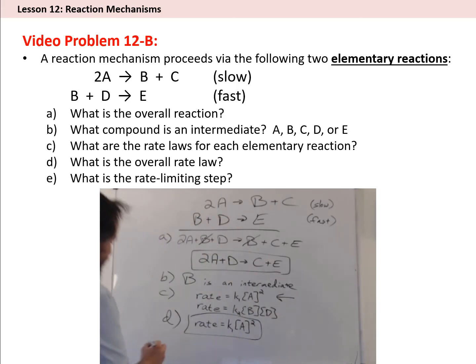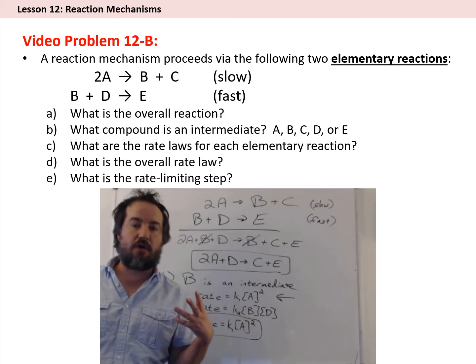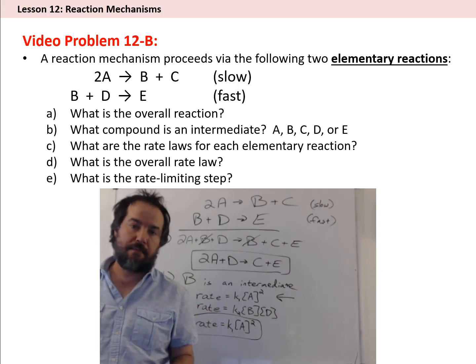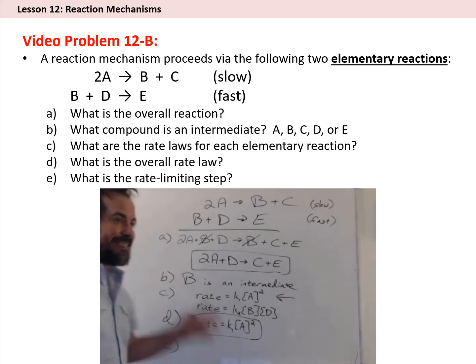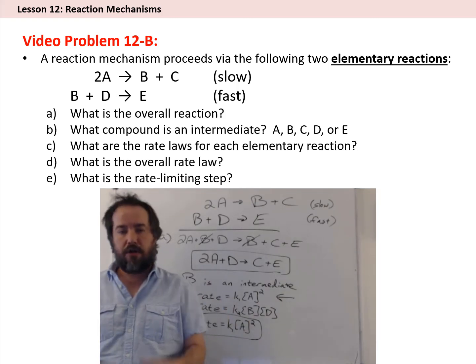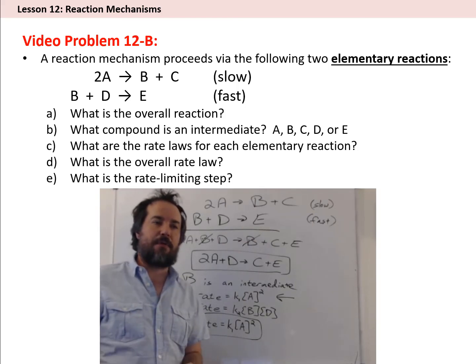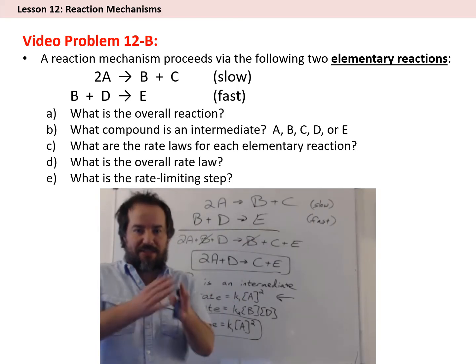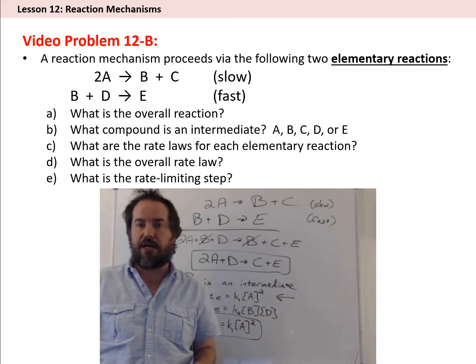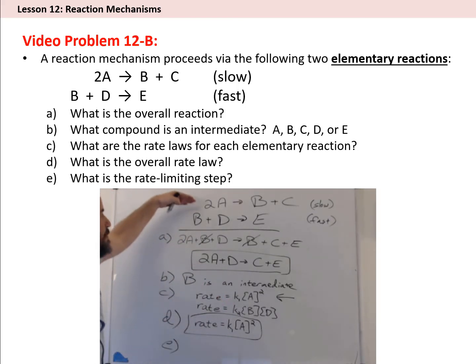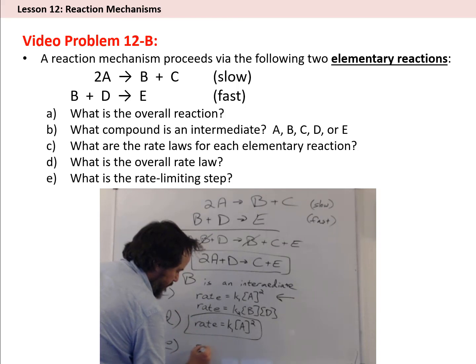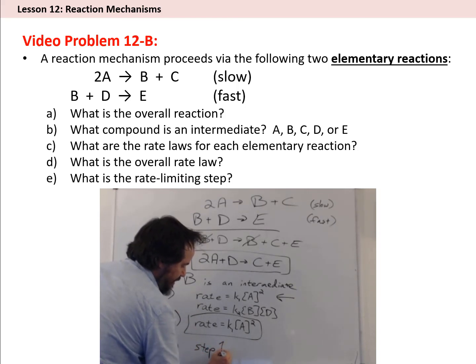All right, and then finally, what's the rate limiting step? Rate limiting step's always the slowest, right? The rate limiting step in you getting your degree isn't actually going up and shaking the president's hand and getting the degree. It's all the work you have to do over the years, right? So this is my slow step. That means it's the rate limiting step.